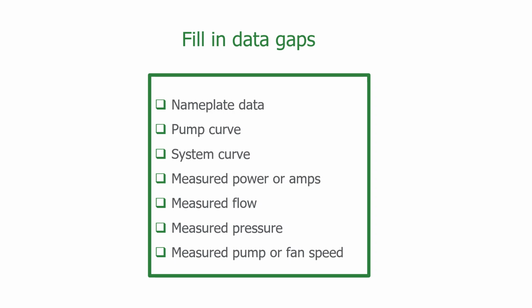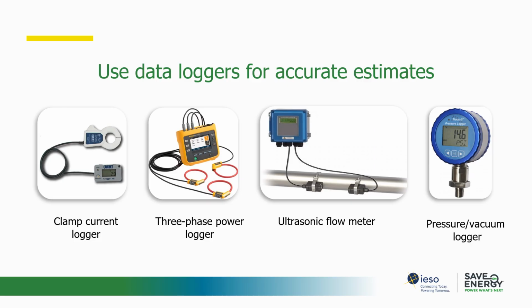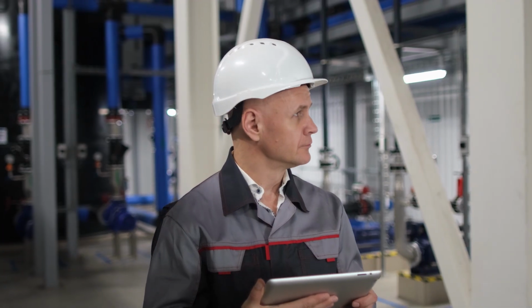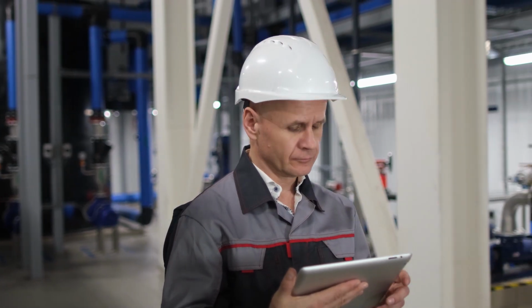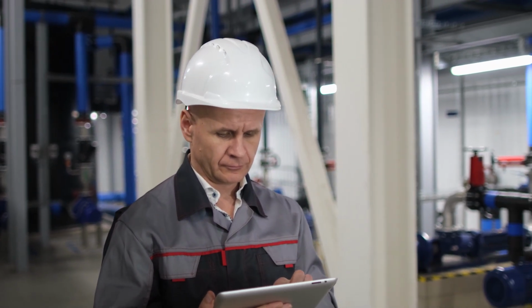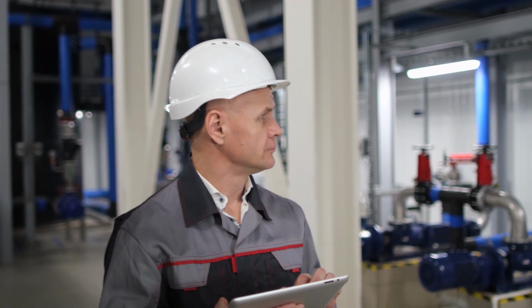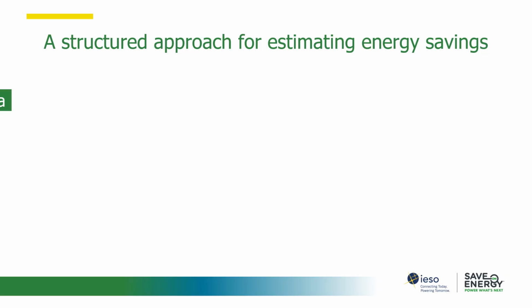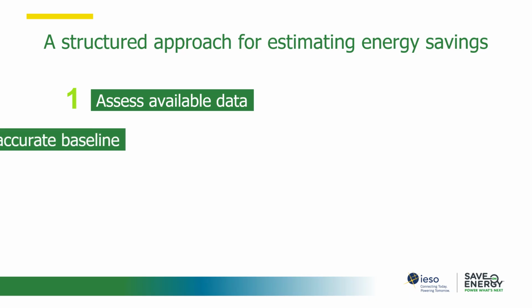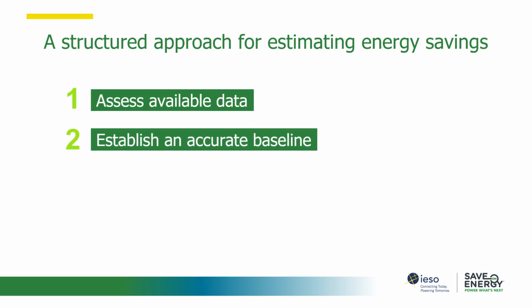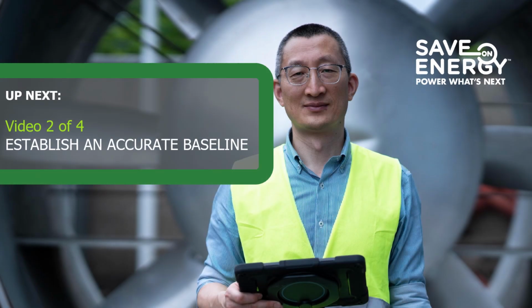If you need accurate estimates and don't have logged data, you may want to install data loggers to measure power, pressure, and flow at 5-second intervals. If you don't need that level of accuracy, using the equipment specifications and engineering calculations, along with some assumptions around your flow profile, may be sufficient. Once you've collected the available data, your next step is to establish an energy consumption baseline. The next video in this series will explain this key step to ensure that your savings calculations are reasonable and don't contain significant errors.